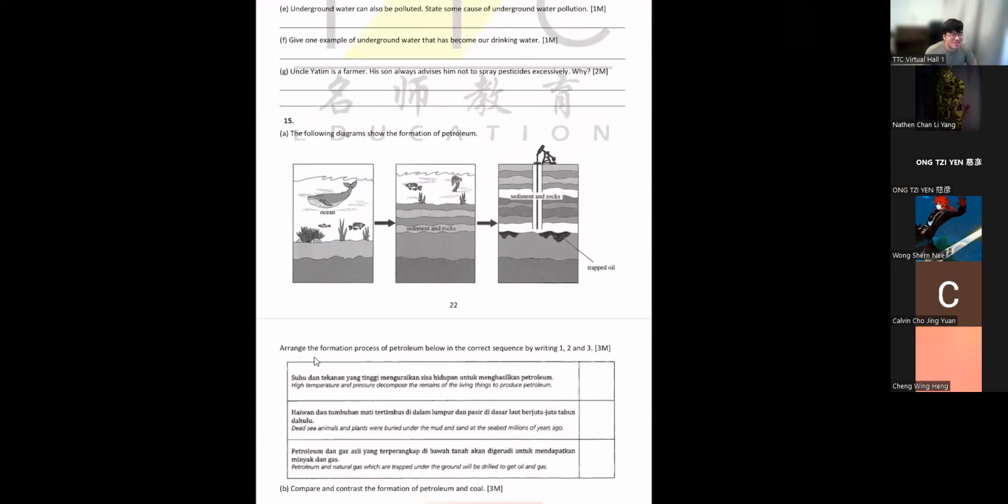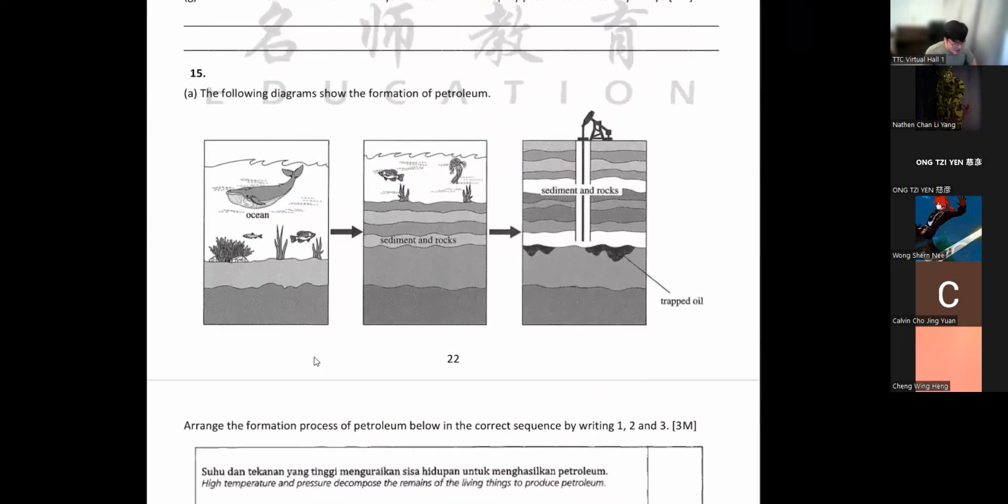Sejarah is the most shit. Okay. Sejarah is storytelling. What? How is this shit?